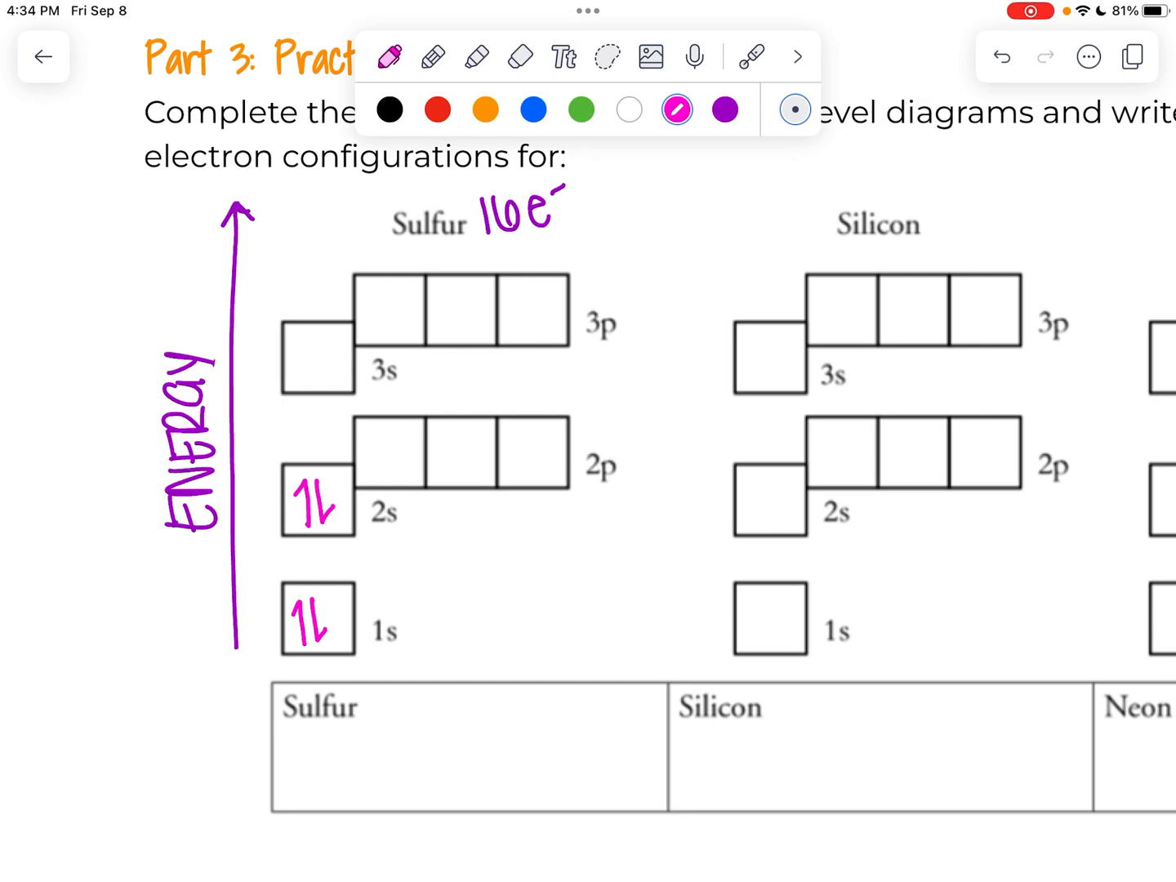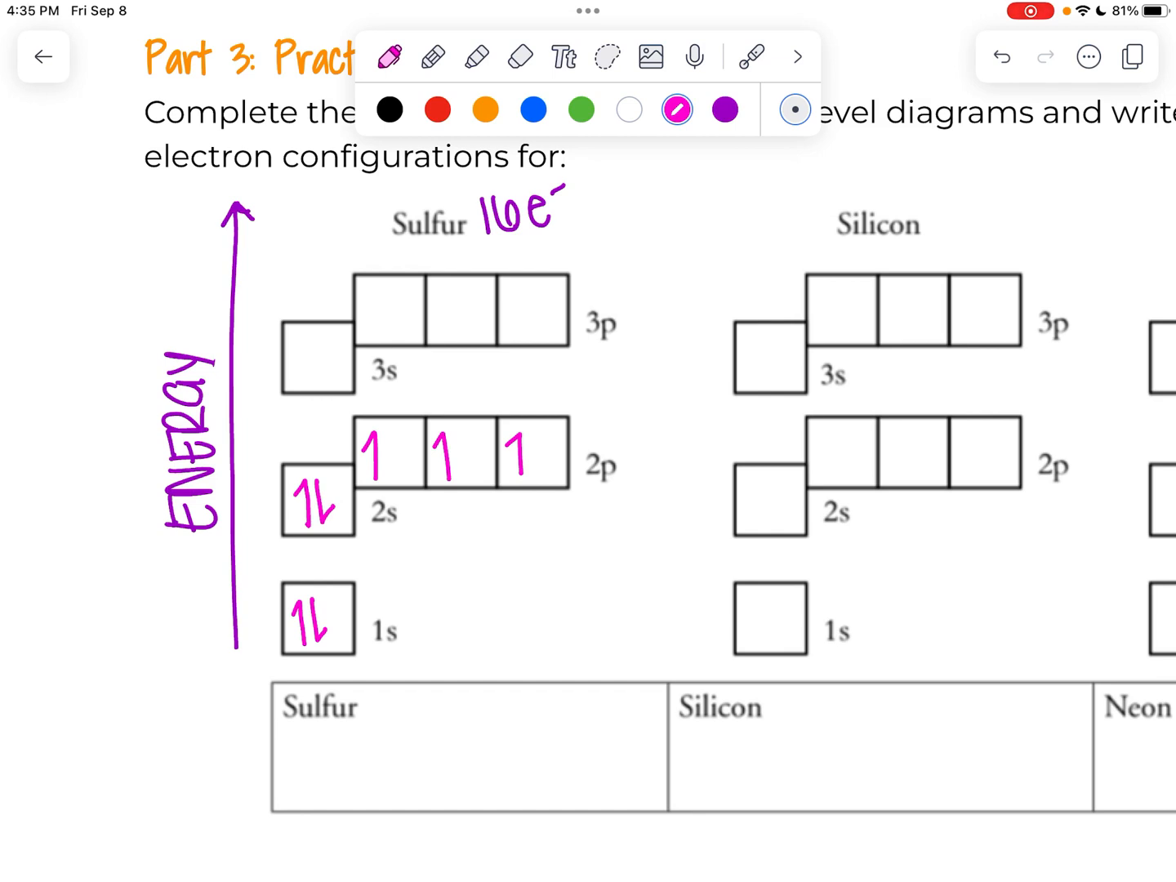Now I have to deal with p. The Aufbau principle tells me the next energy level up is 2p. So I'm going to put 1 electron in this first orbital here. Now Hund's rule tells me that I have to put 1 electron in each of these orbitals before doubling up. So I'm going to put 1 electron in this first 2p orbital, 1 electron in this second 2p orbital, and 1 electron in this third 2p orbital. Now that each orbital has 1 electron, I'm free to double up.